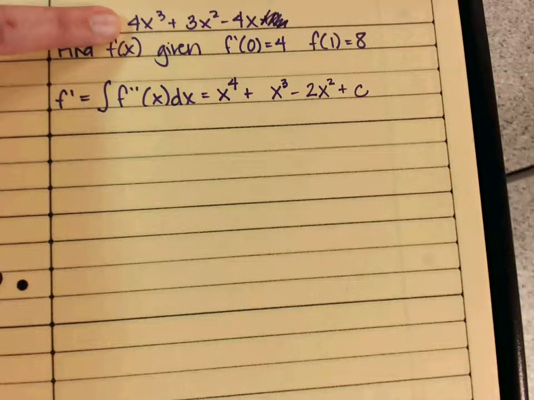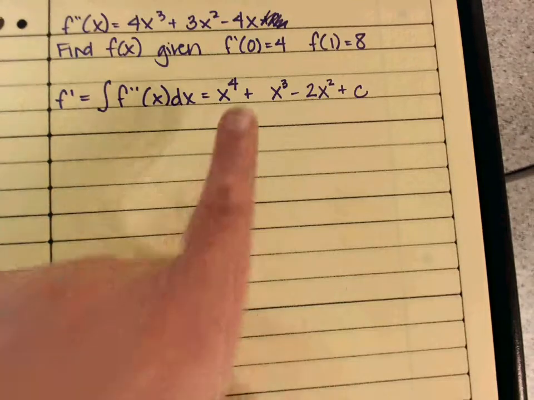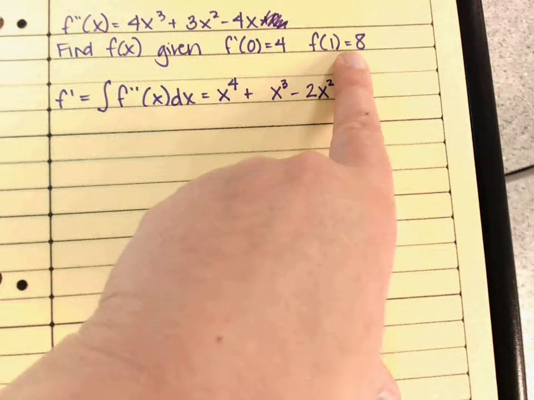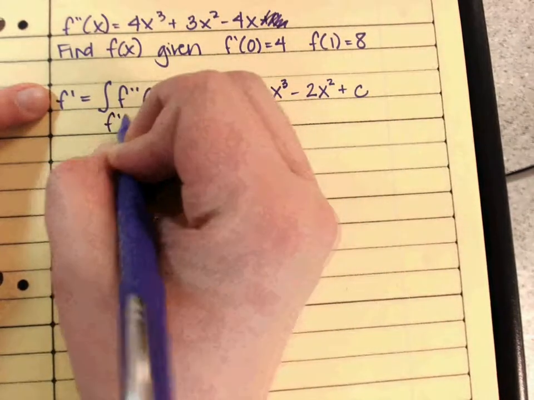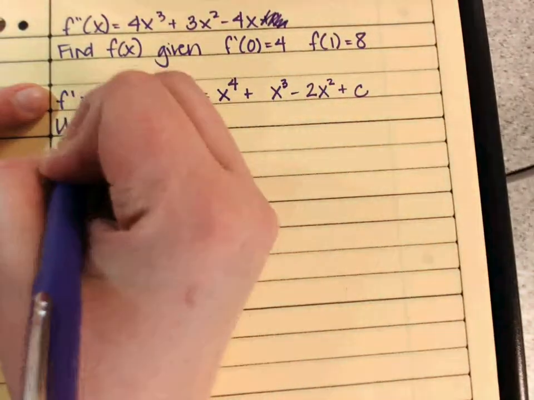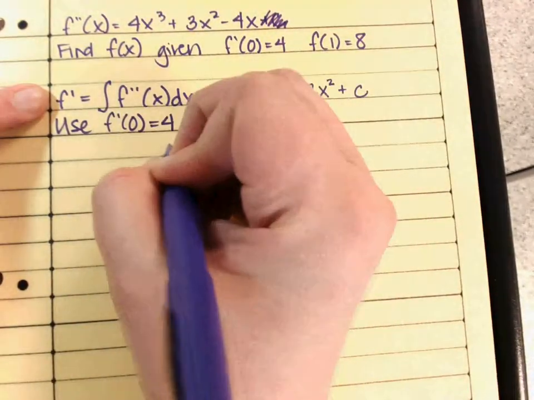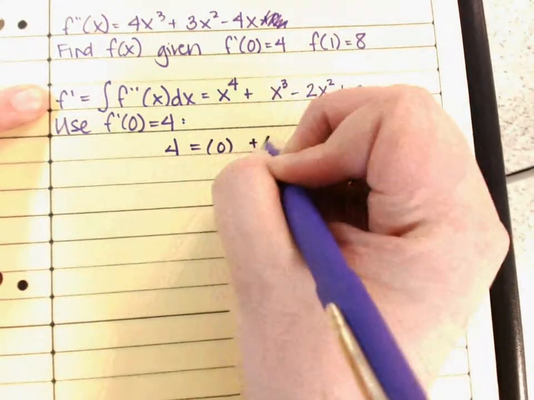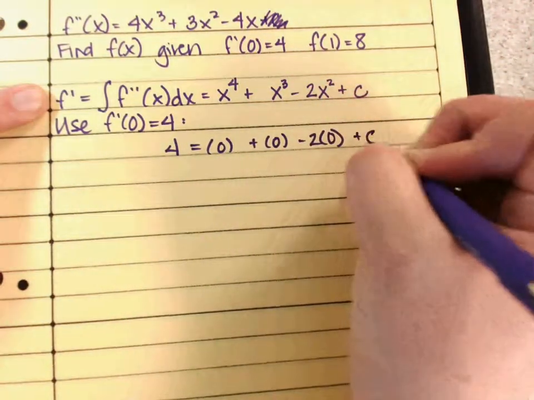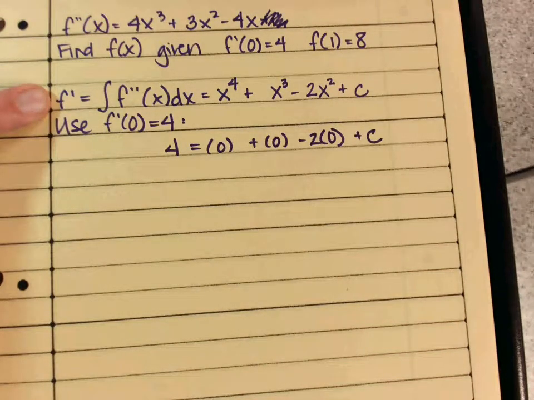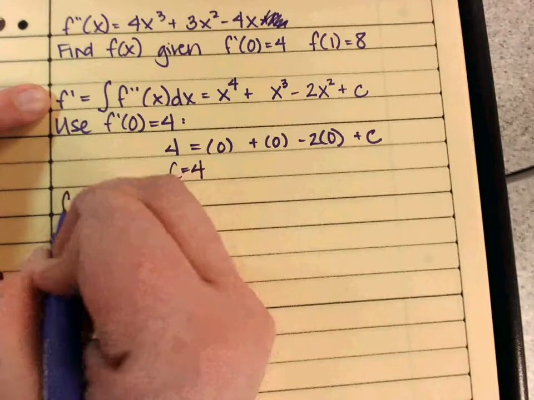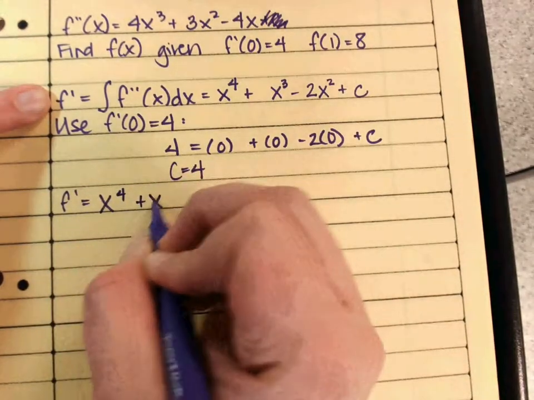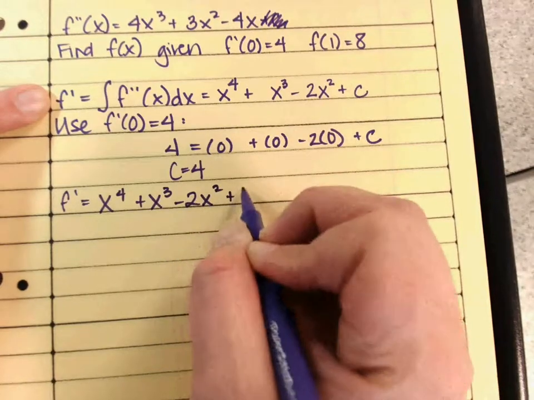Then from there, I have to go back and find the c. Will I use this information or this information? f prime or f? Which one do we have here? So I know that f prime of 0 is 4. I'm going to use that. So 4 is the answer when I plug in 0. And I automatically know then that c is what? 0, 0, 0, so c must be 4. Which means that f prime is x^4 + x^3 + 2x^2 + 4.